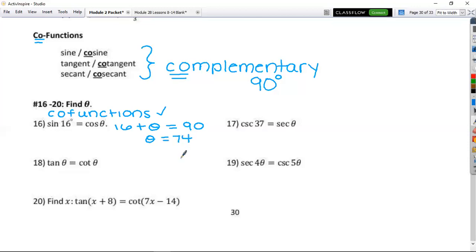So how about just one more? You just want to check and make sure they're cofunctions. That's when you can do this. So 17, cosecant and secant, are they cofunctions? Yes, they are. They have the word co that separates them, basically. So I'm going to do cofunctions, and I'm going to put a check mark. All right, so we are going to do 37 plus theta equals 90, because you ignore the equal sign. What's this answer? 53 is correct. Perfect.